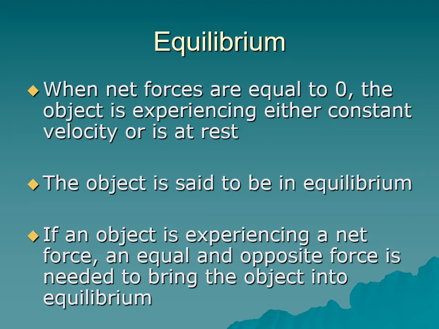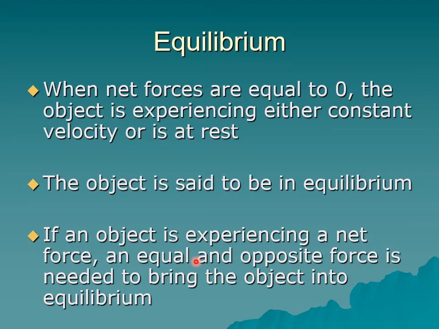Okay, equilibrium. We've talked about this, and this is simply when net forces come to zero, when everything cancels out, the object doesn't change. You can call this equilibrium, and that's what your book does. So what does this say? When net forces are equal to zero, the object is experiencing either constant velocity or is at rest. The object is then said to be in equilibrium. This is not a term I use as often. I just refer to it as unchanging or some other descriptor. If the object, however, is experiencing a net force, an equal and opposite force is then needed to bring the object back into equilibrium.